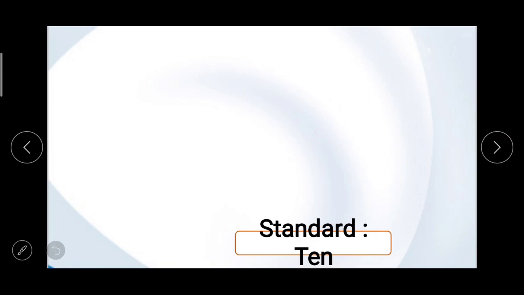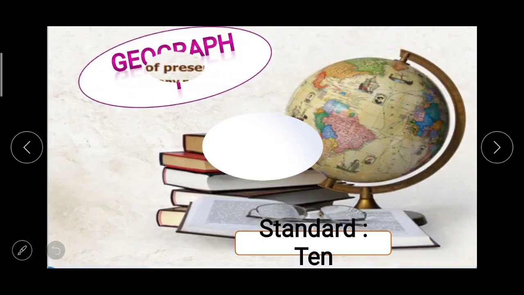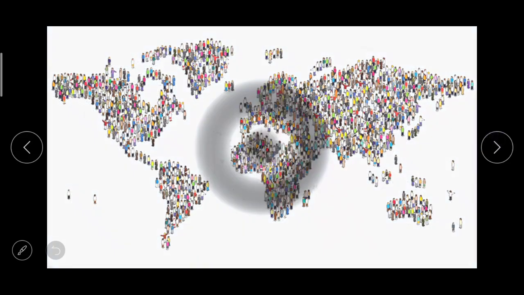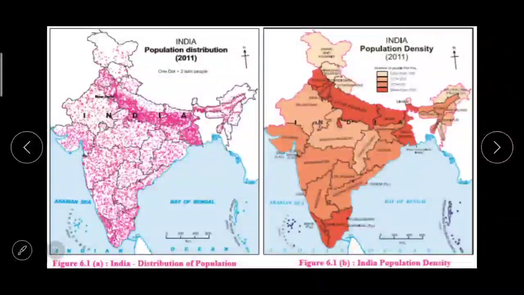My dear students, today in Standard 10's Geography, we'll be learning the topic population. We have already learnt the topics field visit, location and extent, physiography and drainage, climate, natural vegetation and wildlife, and today we are going to talk about the concept of population and the things related with it.